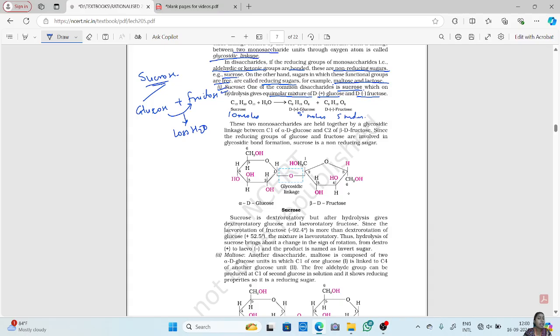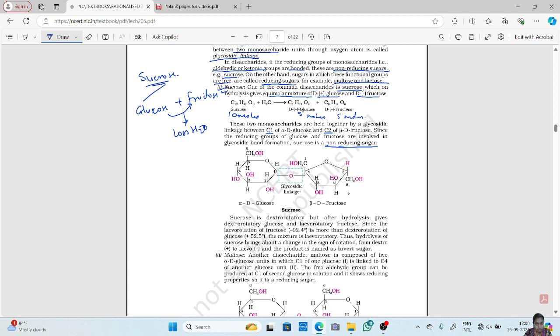That is, where the aldehydic or ketonic group is bonded. So for glucose, carbon 1 contains the aldehydic group, and for fructose, carbon 2 contains the ketonic group. Since the reducing groups of glucose and fructose are involved in glycosidic bond formation, sucrose is a non-reducing sugar. Now you got why it is a non-reducing sugar.